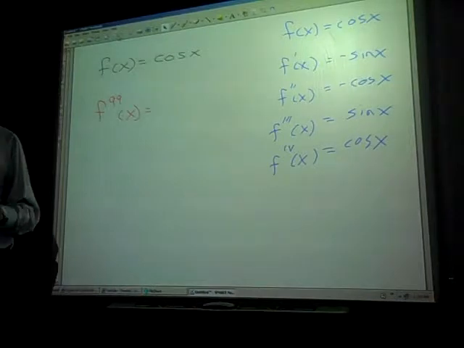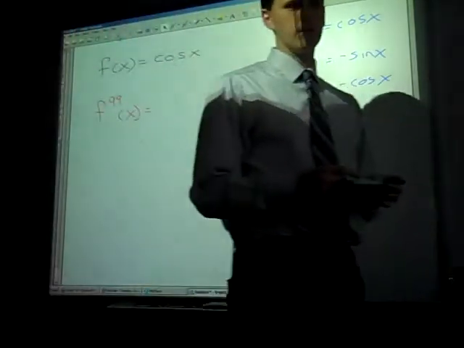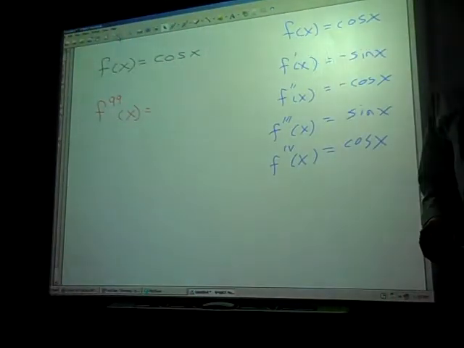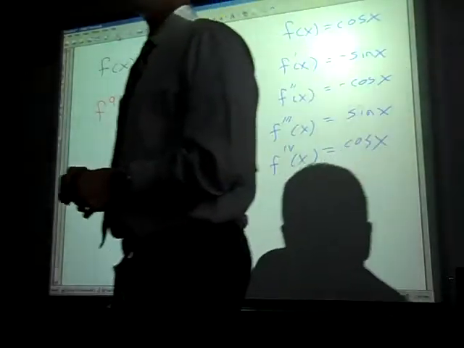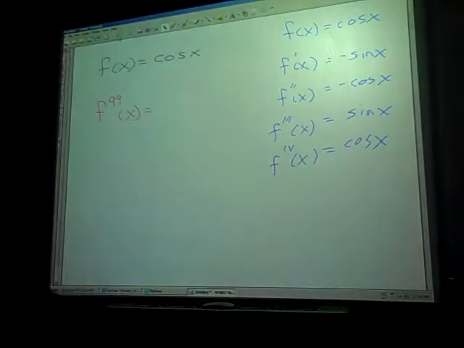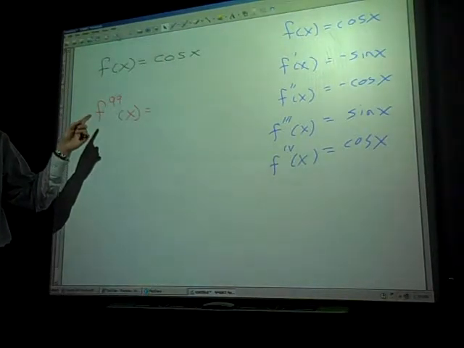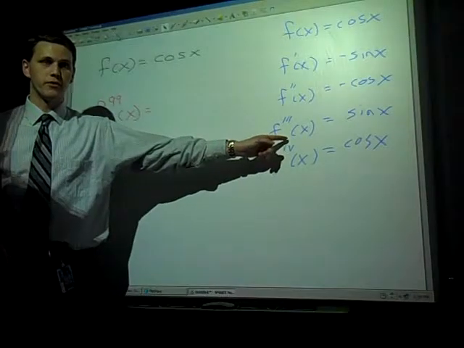Why is dividing by 4 good? Yeah, it's a pattern, right? So if I divide 99 by 4, what's my remainder? 3. My remainder is 3. So because my remainder is 3, the 99th derivative is exactly the same as the third derivative.